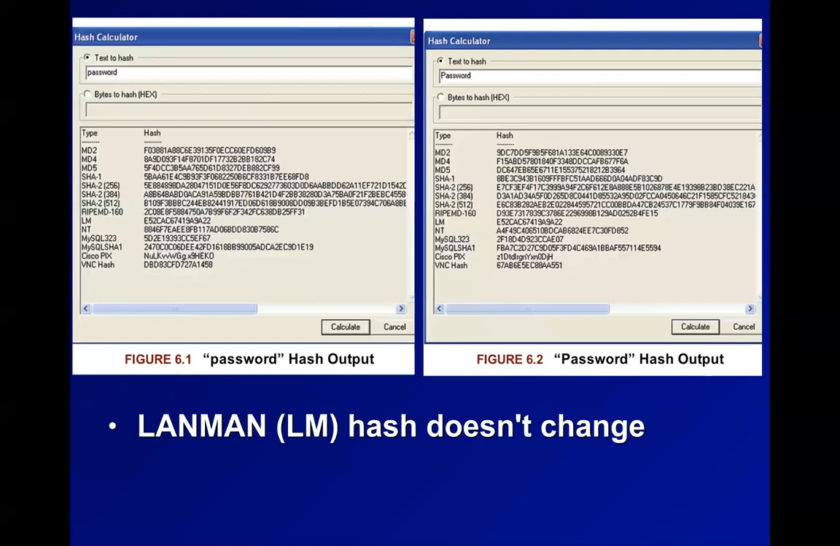So here's a password and password hash calculator, and notice the LanMan hash right here, E52, is equal to E52.